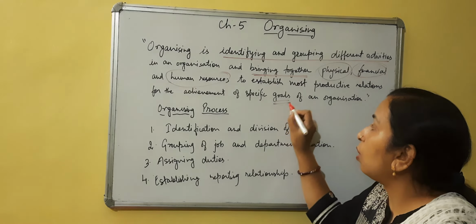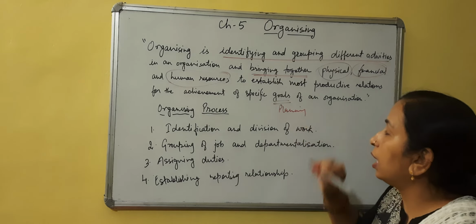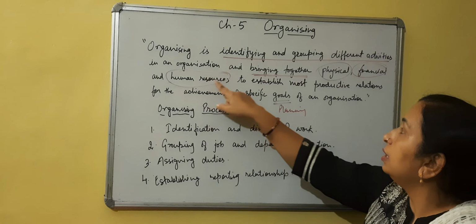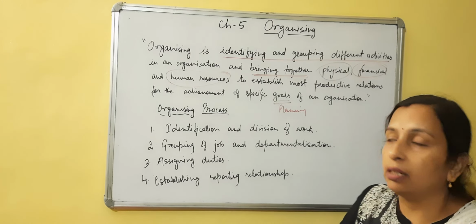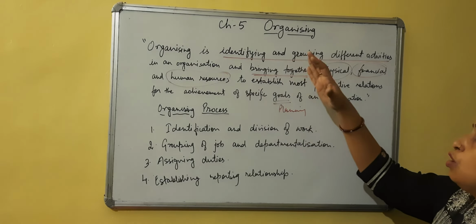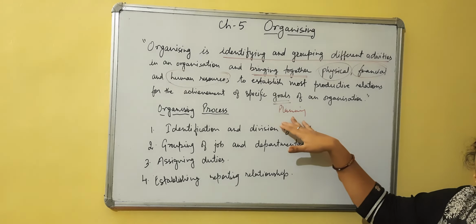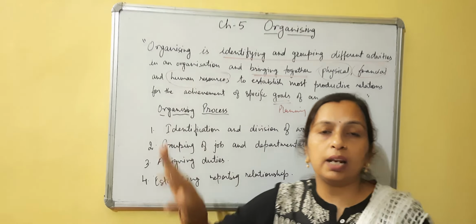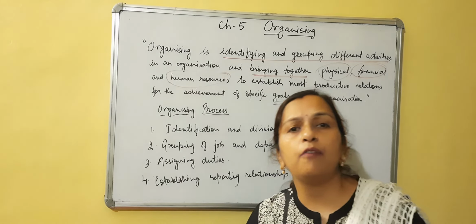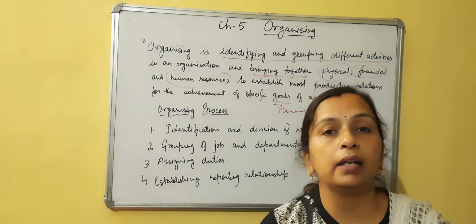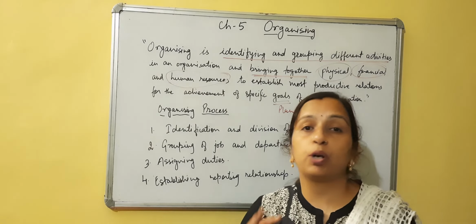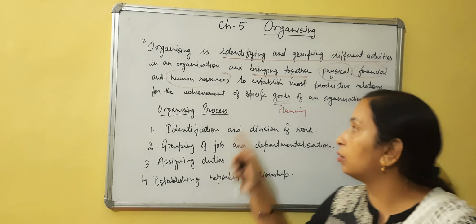Now this goal we have already set at the planning stage. So for achieving these goals, these resources are brought together and we have to establish a productive relationship among these resources so that the goals are achieved. So this is what the organizing function is. It is bringing together, arranging everything in advance and in a proper way, and having a productive relationship between them so that the goals are achieved.